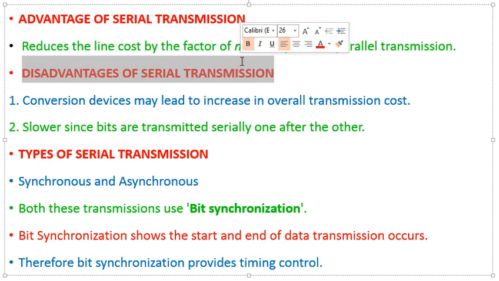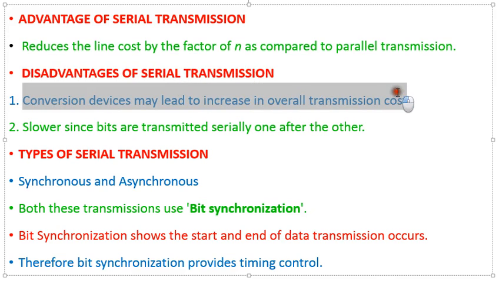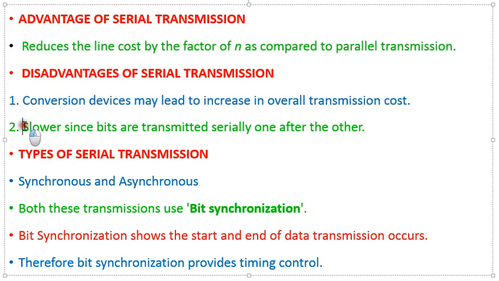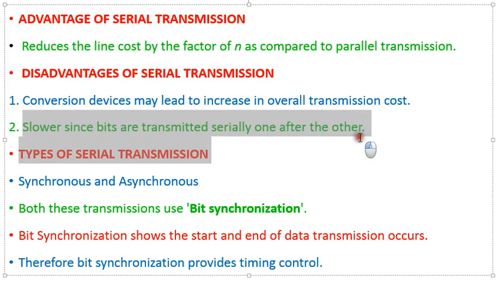And concerning the disadvantage of this method, first of all, there is need of conversion, as I have shown before, that if you want to transmit data from the sender, you need to use what we call a parallel to serial converter. And when this data arrives at the receiver, we need another device that is called a serial to parallel converter. So the cost of these converters increases the overall cost of the method of transmission using serial mode.